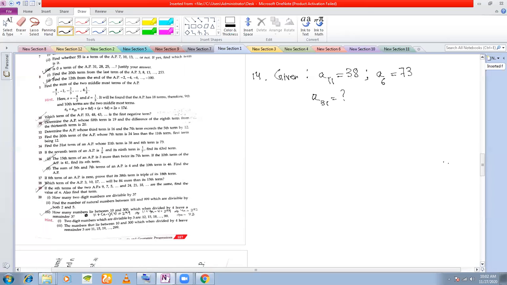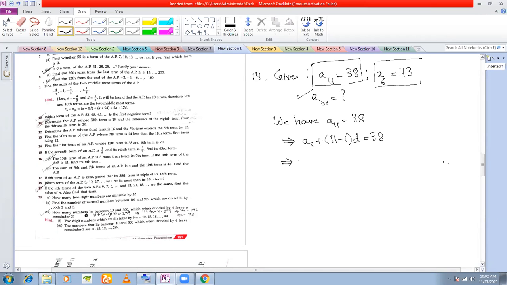Very important problem, this one. Two terms given, 11th term and 6th term. How to find some other term? Okay, so we start with A11. We have A11 is equal to 38. So what is the formula for A11? A1 plus 11 minus 1 into D is equal to 38. And A1 plus 10D is equal to 38. So this is your first equation.